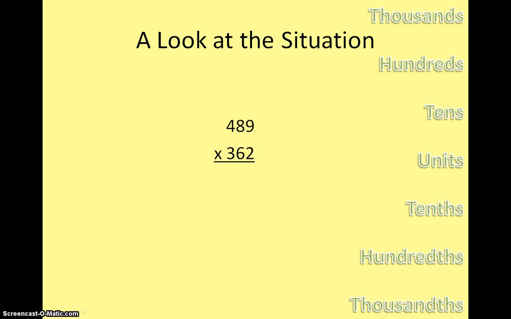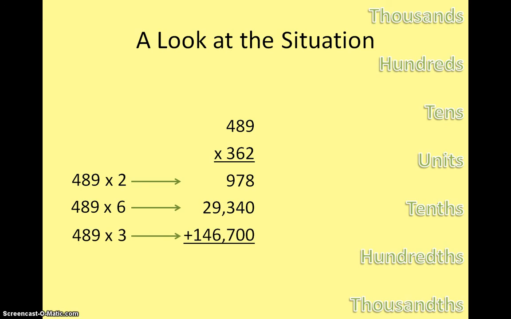Here we have a common multiplication problem of two three-digit numbers, 489 times 362. What most students are taught to do is to first multiply 489 by the 2, getting 978. Then they put down a 0 before they multiply the 489 by the 6, getting a 2934 followed by the 0. Then they put down two zeros before they multiply the 489 by the 3, getting 1467 followed by the two zeros.